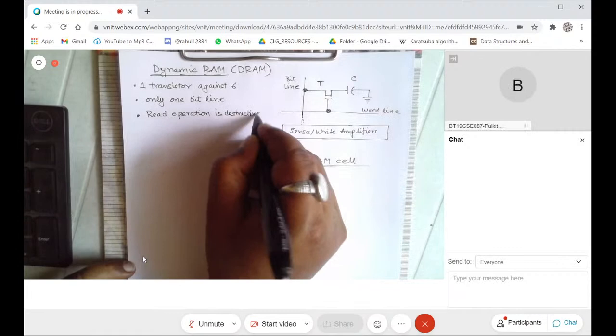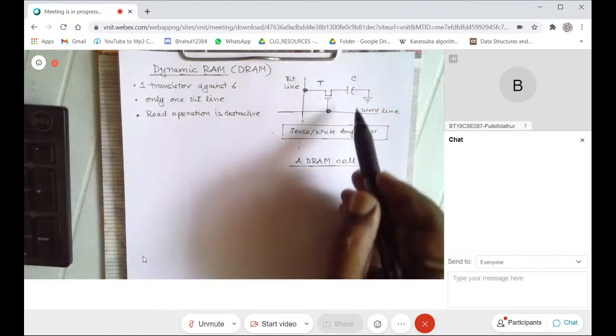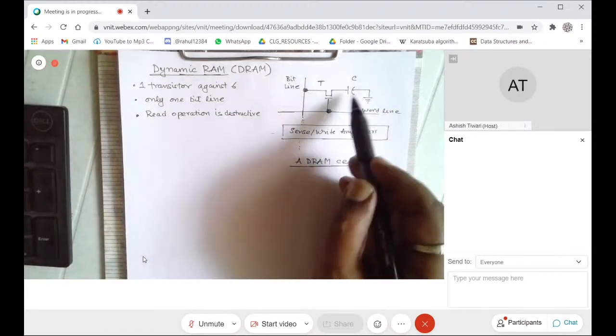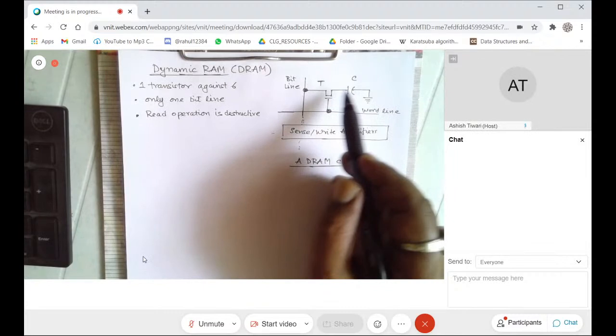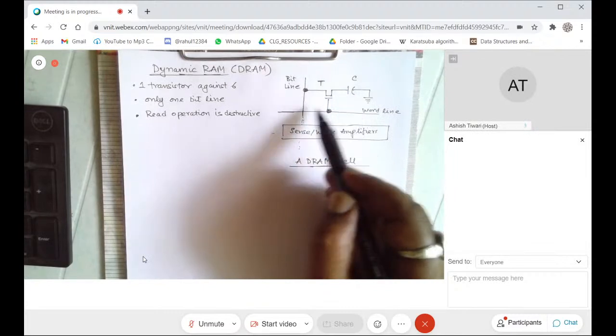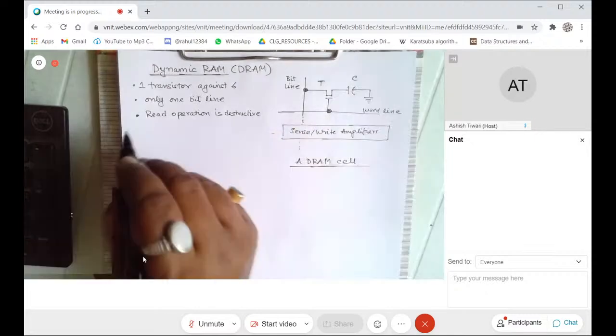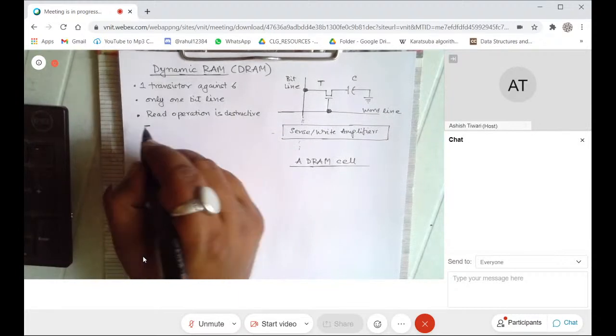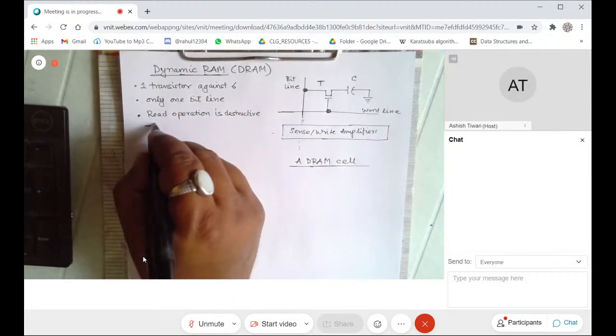What do I mean by that? When you try to read something from this capacitor, it discharges the capacitor as well, which means you lose whatever is stored on the capacitor. How is a read operation performed? How do you do that?